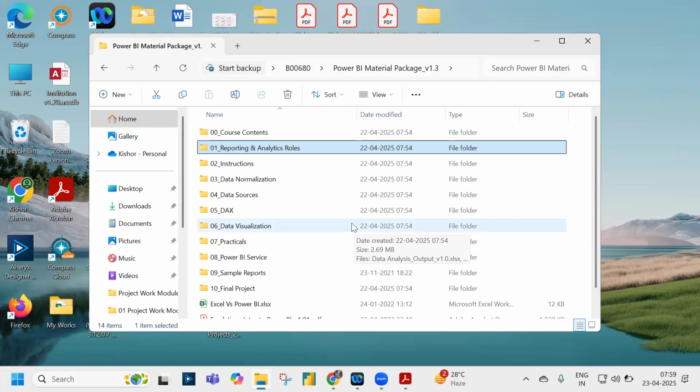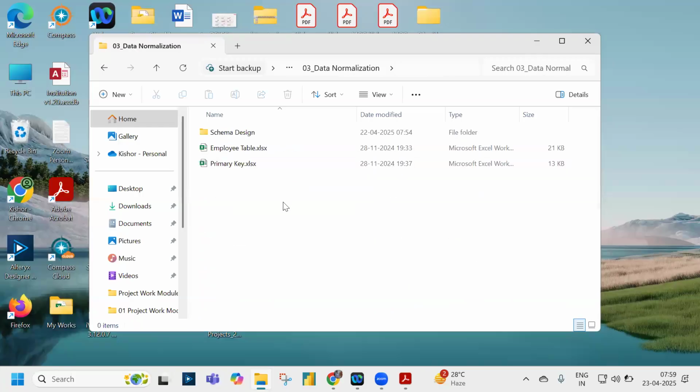But anyway, there are certain things needed before proceeding to Power BI. So let us talk about the data normalization process. Of course, this is part of SQL, but one should definitely learn it before understanding Power BI data modeling concepts. Let me show you one example here.